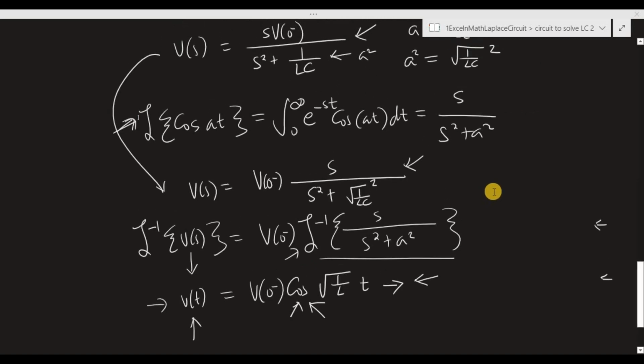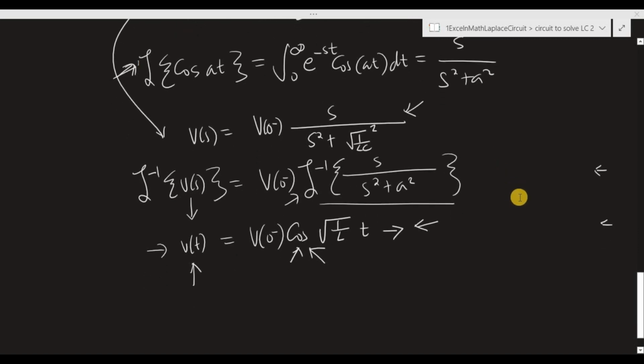Okay, accidentally I committed some errors in writing the equation. Let's fix them first. Okay, here instead of writing a squared, I should have written the square of the square root of 1 over LC. And here I forgot to write the capacitance C. Okay, it's done.